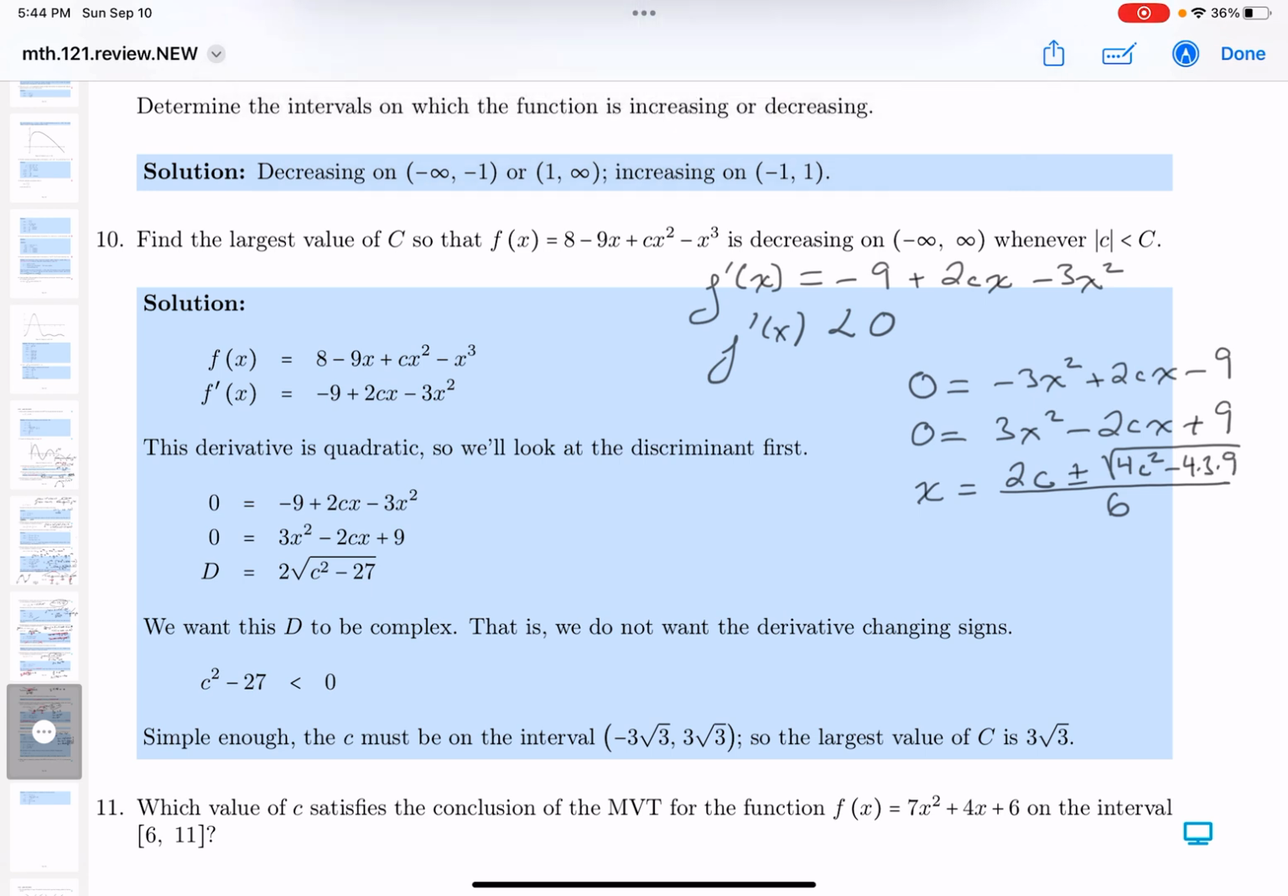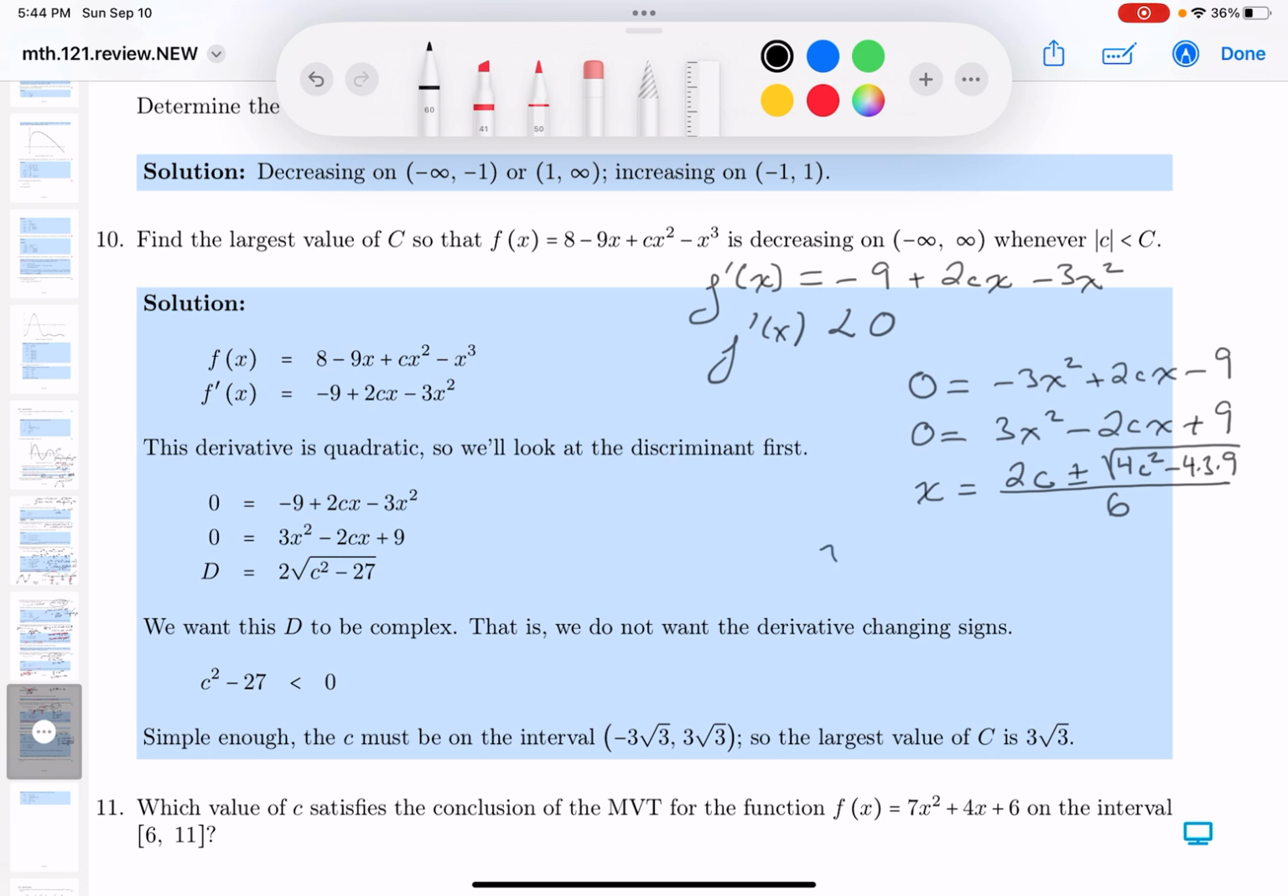All right, I got to figure this out. And looking at it, what do I get here? I get 2c plus or minus. I got to be real careful there, don't I? So 4c squared. And that's going to be what? You know what I'm going to do? I'm going to factor a 4 out. Let me do that first.